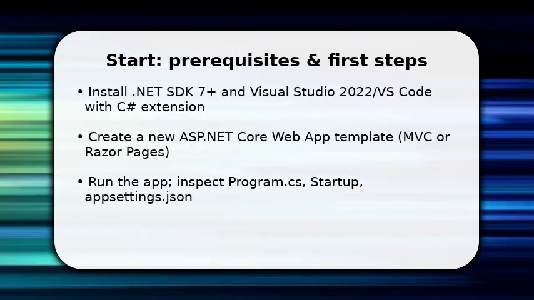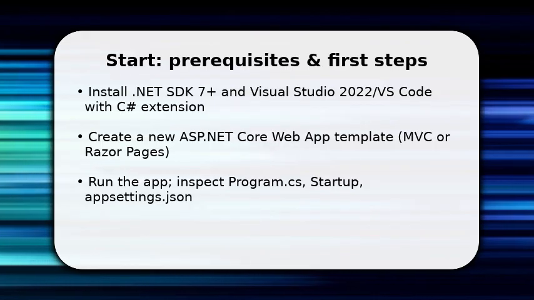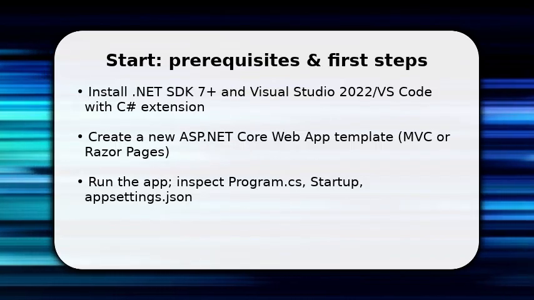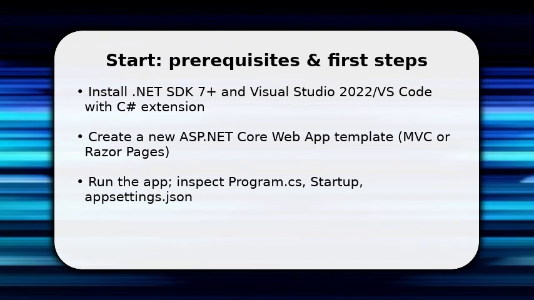You begin by getting the essentials in place so you can build immediately. Install .NET SDK 7 or newer and Visual Studio or VS Code with the C# extension, then create a new ASP.NET Core web app using MVC or Razor Pages. Once done, run the project and open Program.cs and appsettings.json to see app wiring and configuration. Make sure to scaffold one simple controller and view, so you have an end-to-end request flow to experiment with right away.